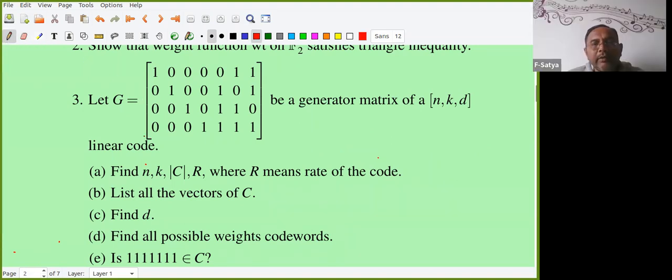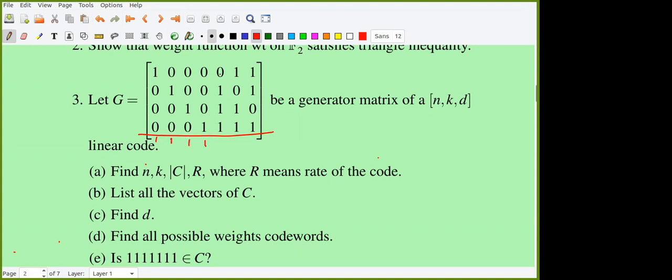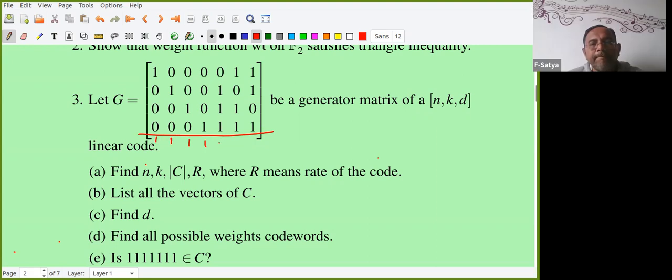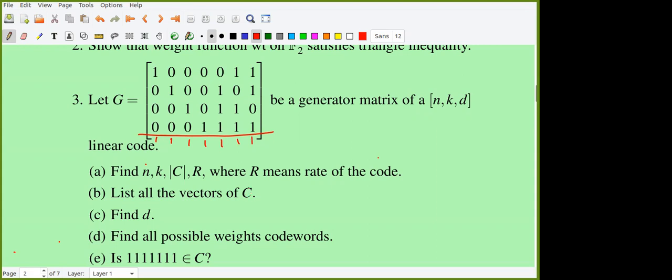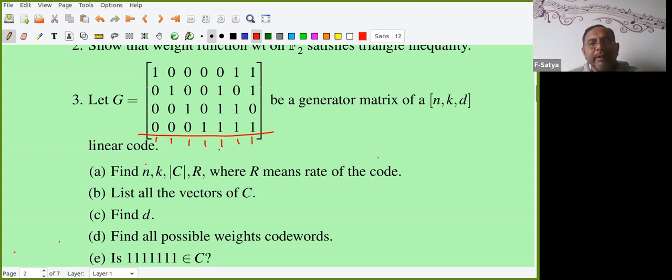So can you add all these rows here? Add all these: 1 plus 0 plus 0 plus 0 is 1, 1 here, 1 here, 1 here. What is this sum? 1, 1, 1. I told you that it is a vector space. Vector space means the sum will be there. So it is there. So now I came to know this is also there in C.